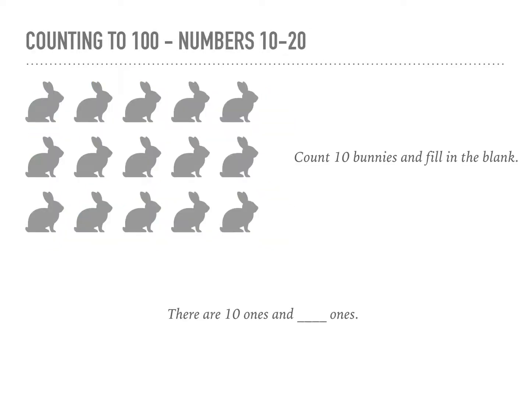Now we're going to count these bunnies. First, you're going to count 10 of them, and then you're going to count the rest and fill in the blank. As you can see, there are 15 bunnies here total. That means that there are 10 ones and 5 ones.